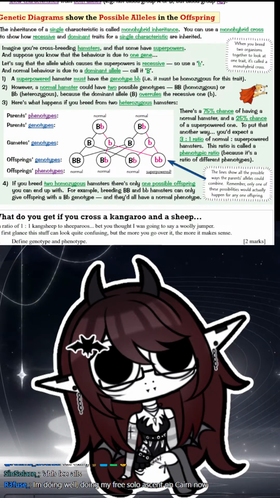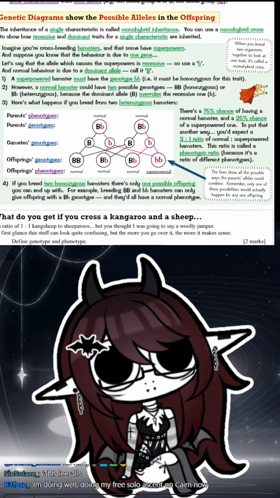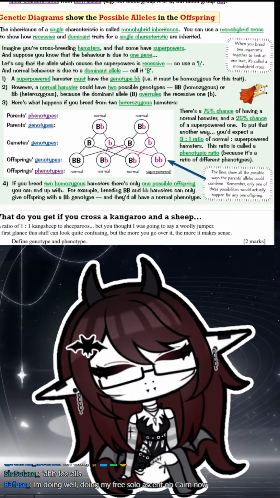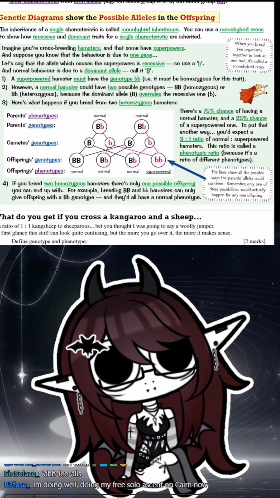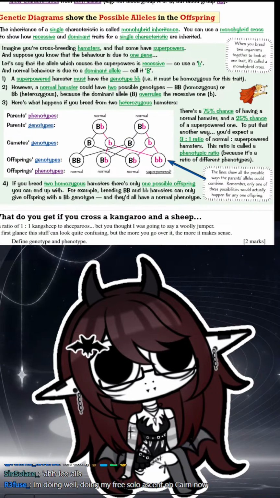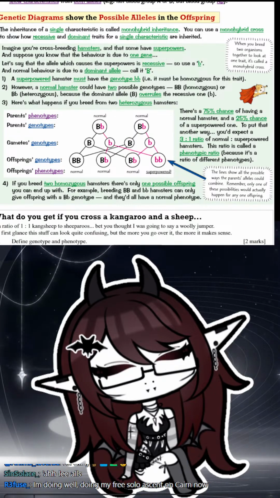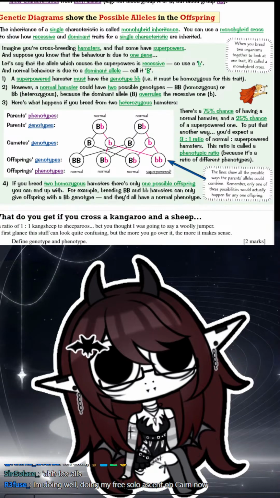Because the dominant allele, capital B, overrules the recessive one, lowercase b. And this is what happens if you breed from two heterozygous hamsters. There's a 75% chance of having a normal hamster and a 25% chance of a superpower one. You'd expect a 3-to-1 ratio of normal to superpowered hamsters. This ratio is called phenotypic ratio because it's the ratio of different phenotypes.